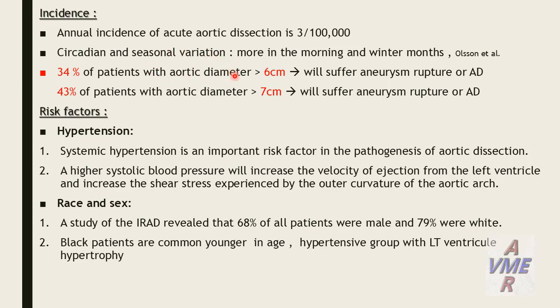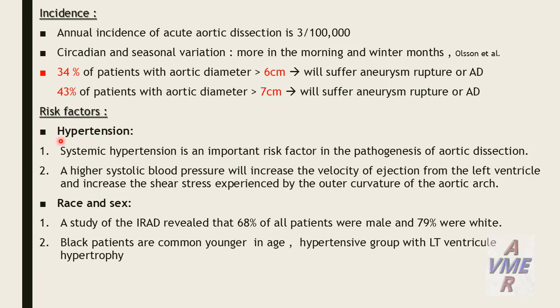Increased aortic diameter means aneurysm. More than 6 cm, it has a risk of aneurysm rupture or dissection formation. And when the aortic diameter is more than 7 cm, the incidence of aneurysm rupture or aortic dissection increases. So, what are the risk factors for acute aortic dissection?